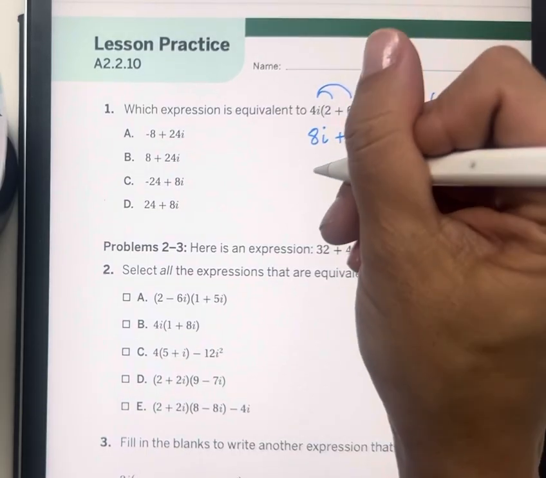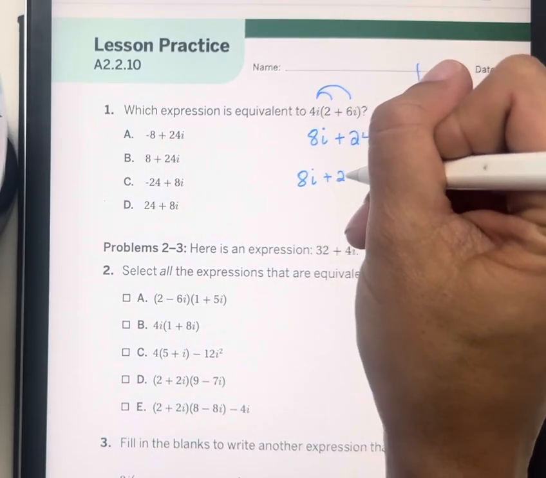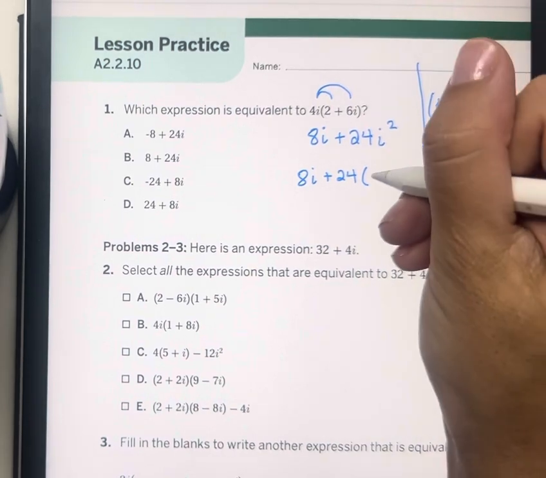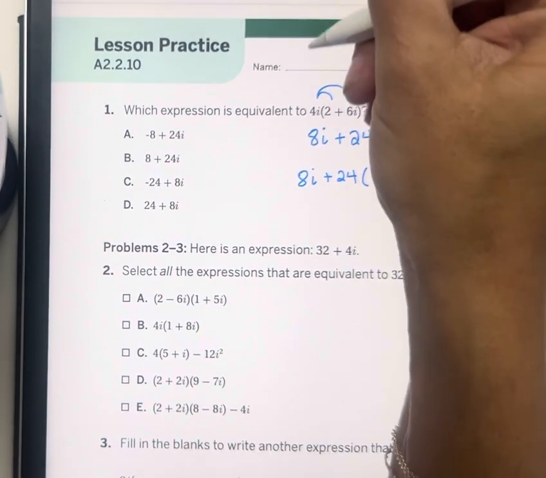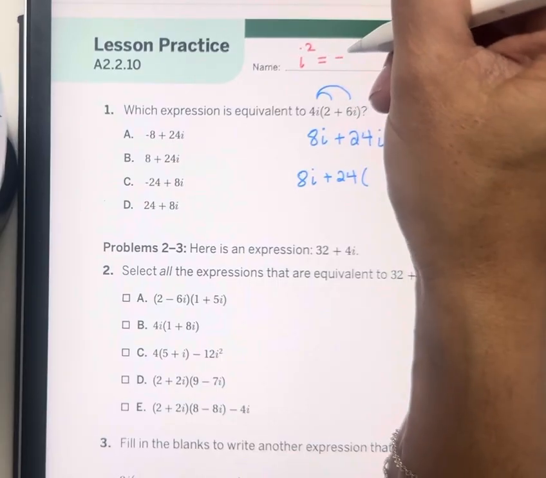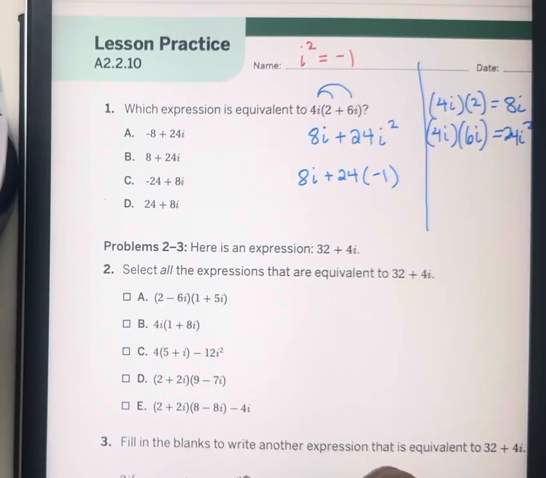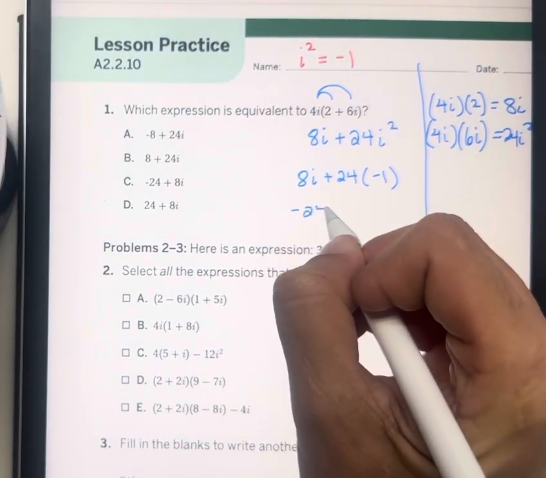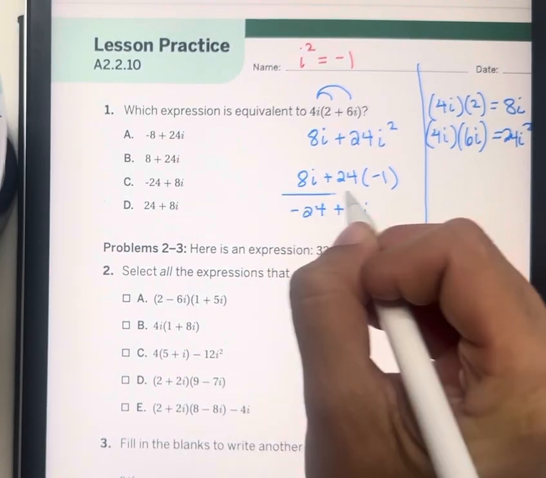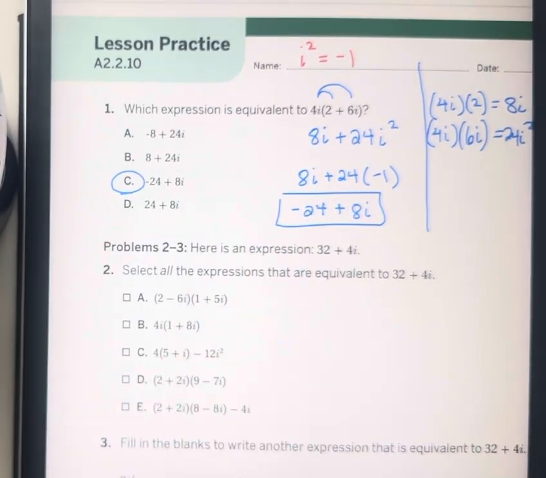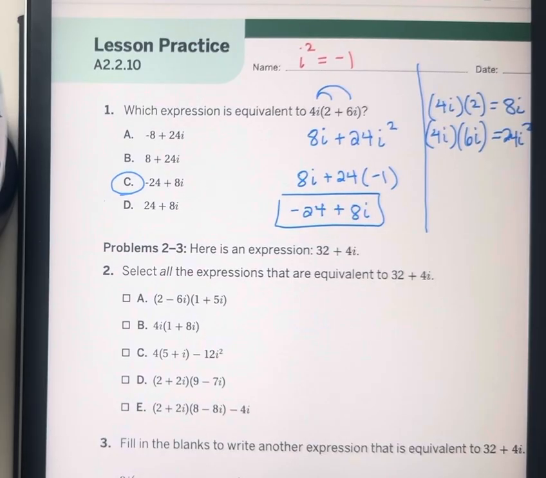And now remember, when we see an i squared, we throw it out of there and we put in, what do we put in? -1. Remember always, i squared is -1. So this is -24 plus 8i. C. Okay.